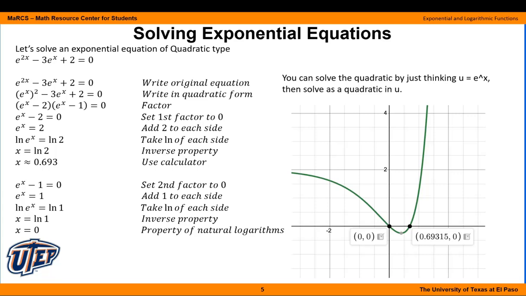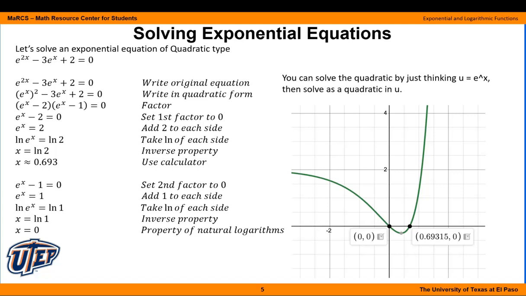Now let's solve an exponential equation that has a quadratic form. Notice that the first term can be written as the quantity e to the x squared. Once we rewrite the equation, it resembles a quadratic equation and can be factored. Factoring gives us two factors. Using the zero product property, we set each factor equal to 0. The first factor gives us e to the x equals 2. Taking the natural logarithm of both sides gives us x equals the natural logarithm of 2. Using a calculator, this value is approximately 0.693.